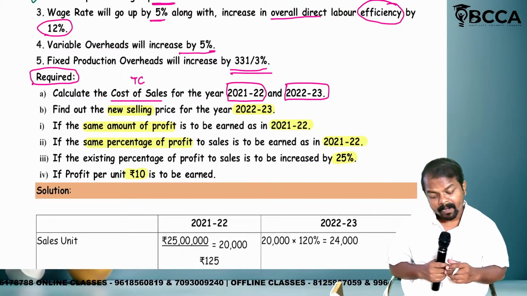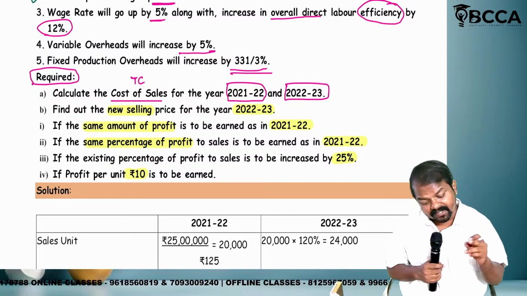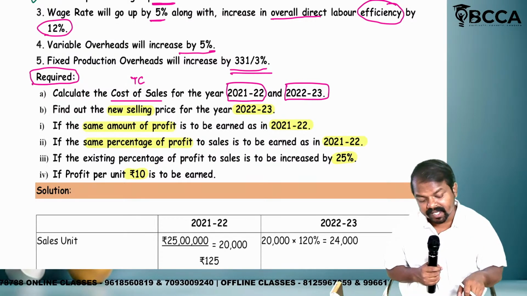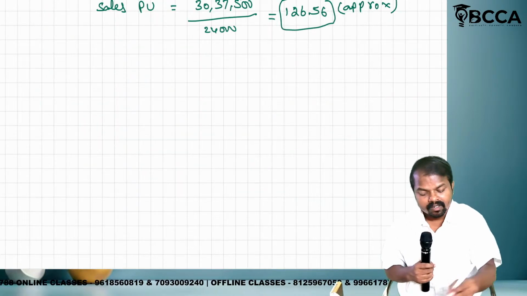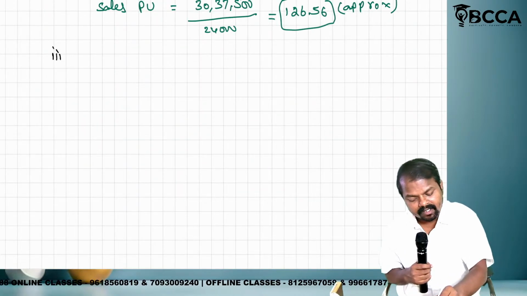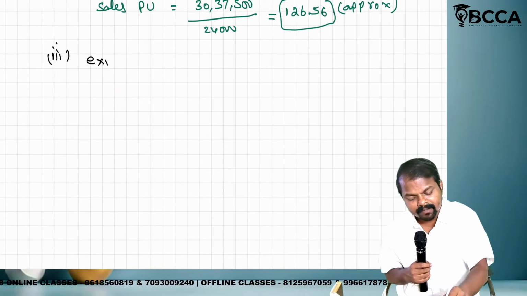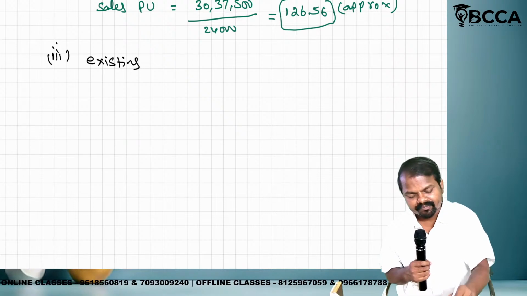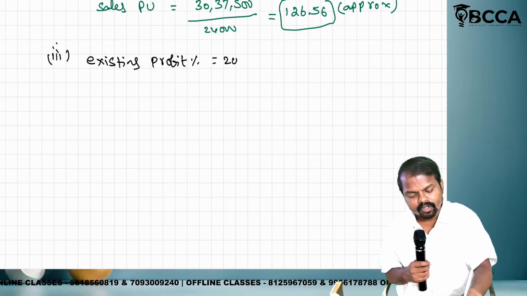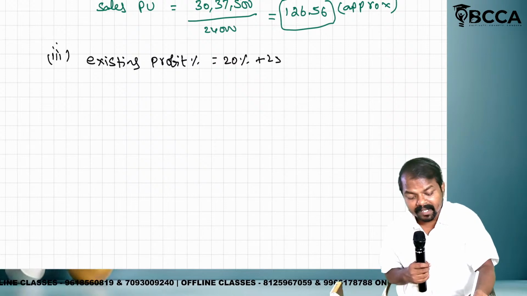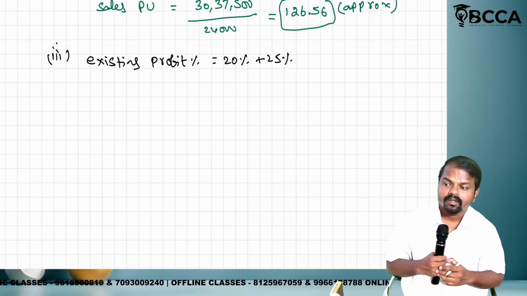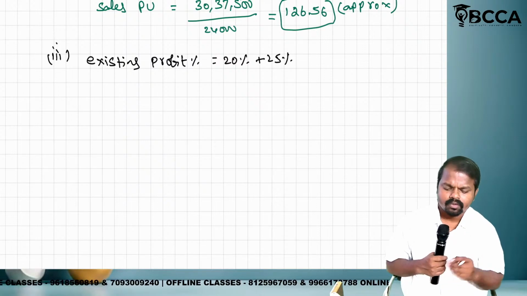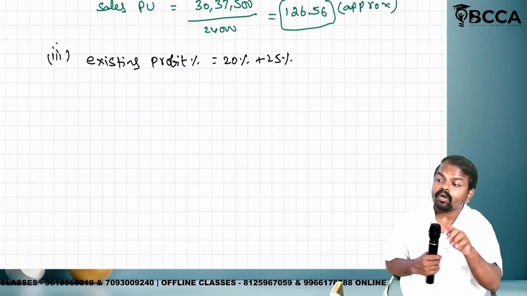What are they asking? If the existing percentage of profit to sales increased by how much? Question number 3. Existing percentage of profit, how much? We calculated, profit percentage is equal to 20%. 20% plus 25%, how much? Don't tell 45. 20 on 25%.